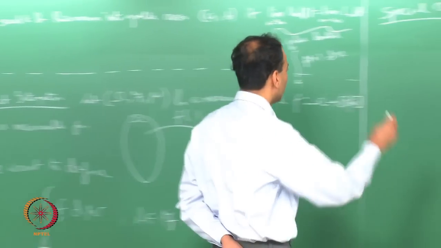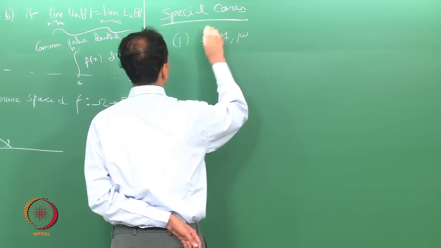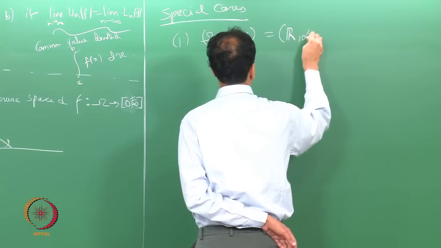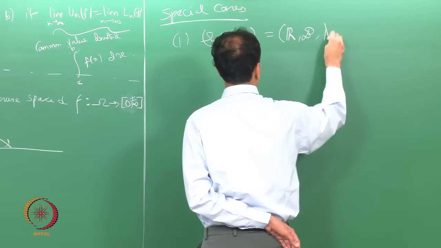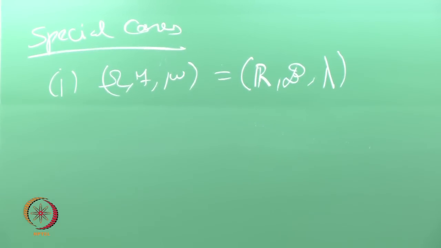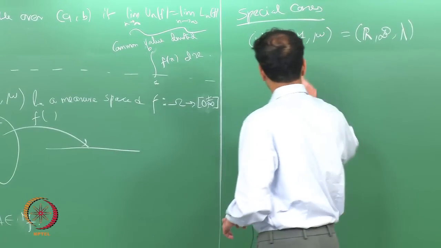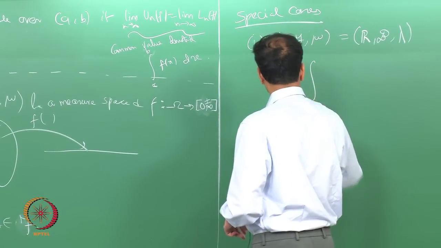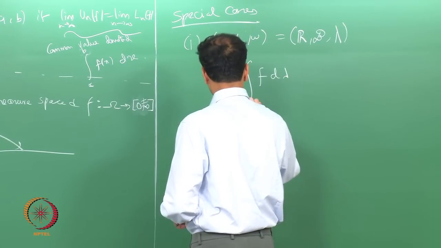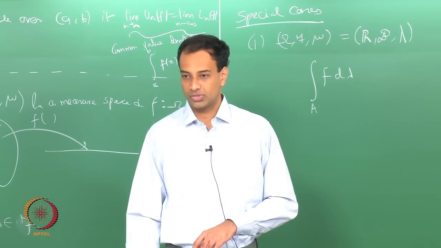So let us say that omega, F, mu is simply R, Borel, lambda. So this is R, Borel, Lebesgue measure lambda. So in that case, my integral will be the integral of f d lambda over A, right?